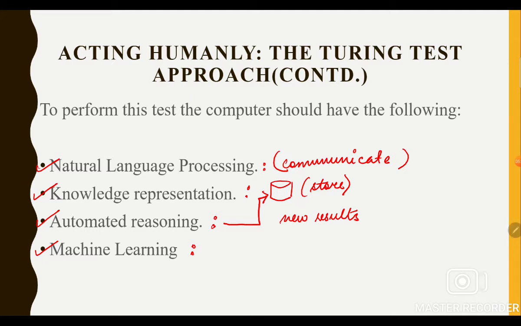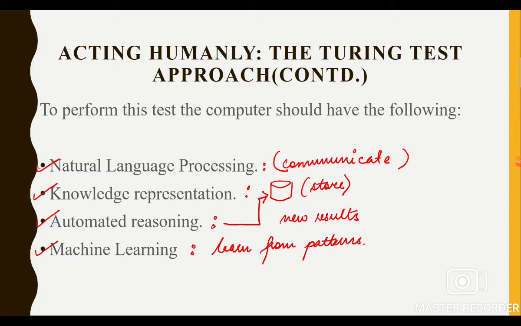Let me write it down for you. It is able to learn from patterns, or identify patterns. If this is incorporated, only then can a computer be subjected to the Turing test approach. Otherwise, without any of these parameters, the experiment will not be a successful one.